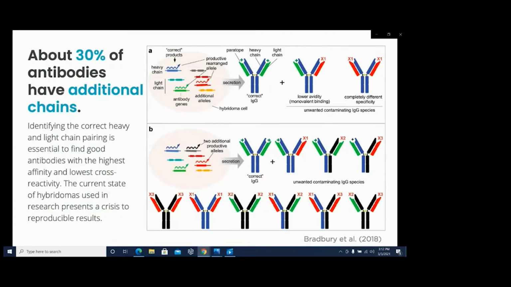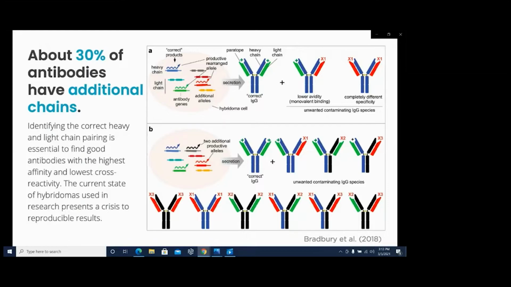Researchers, including our own team, have routinely found that many so-called mAbs actually have additional chains. So take this paper published recently by Bradbury et al. They found that over 30% of monoclonal antibodies actually have additional chains and are therefore not monoclonal at all. So if we're talking about a single additional chain, take for example the light chain at the top of this figure, then that will create two unwanted pairing variants.